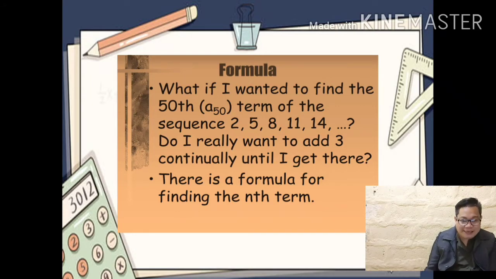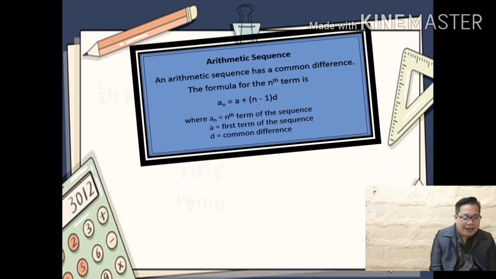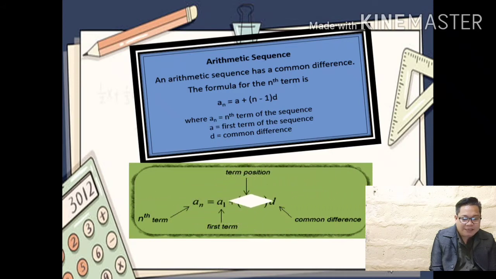At ang sagot is yes. Dahil meron tayong formula na pwede natin gamitin para makuha natin ang 50th term. Tingnan natin itong formula. So, the formula in arithmetic sequence is a sub n equals a sub 1 plus n minus 1 times d.